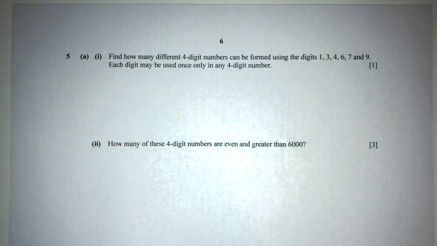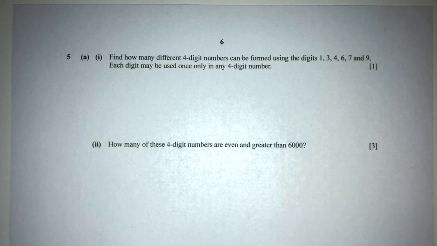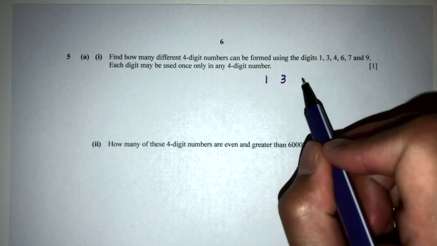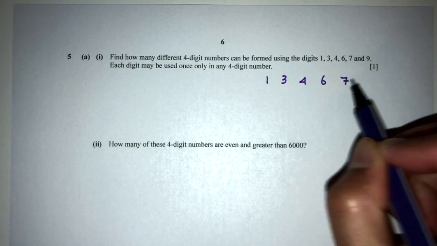Okay, so let's move on to question number 5. So here we have to find how many different 4-digit numbers can be formed using these numbers 1, 3, 4, 6, 7, 9, and each of those numbers can be used only once. So pretty easy. First thing first, let me write down these numbers. So 1, 3, 4, 6, 7, 9.